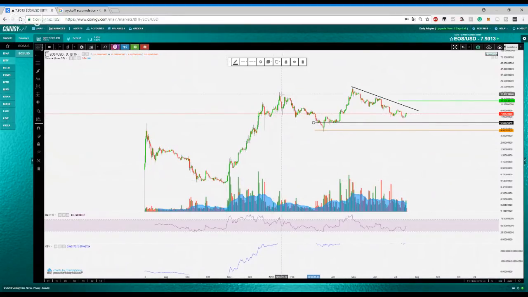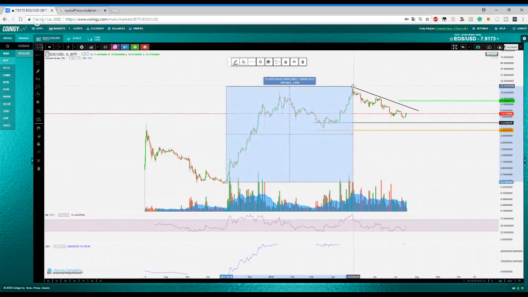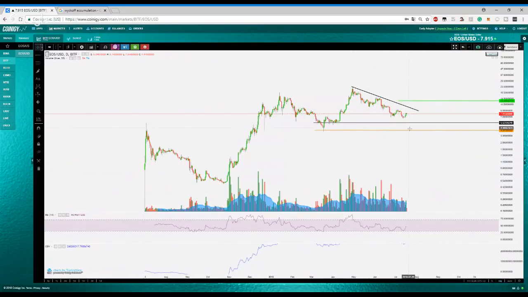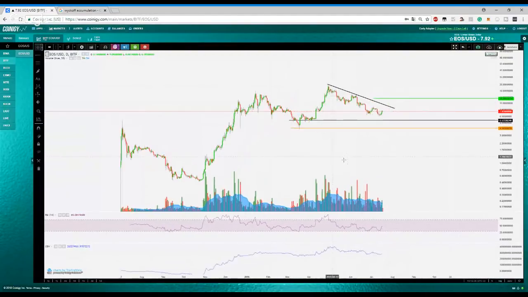Then it mooned very, very fast, very hard. In 3 months, we gained about 3,700%. And then it went up even more, pushing it to 4,400 or 4,500%. This is a pretty big pump. So I'm expecting some more retracement. Obviously, I could be wrong. But at this point, I think it is quite dangerous to buy EOS.